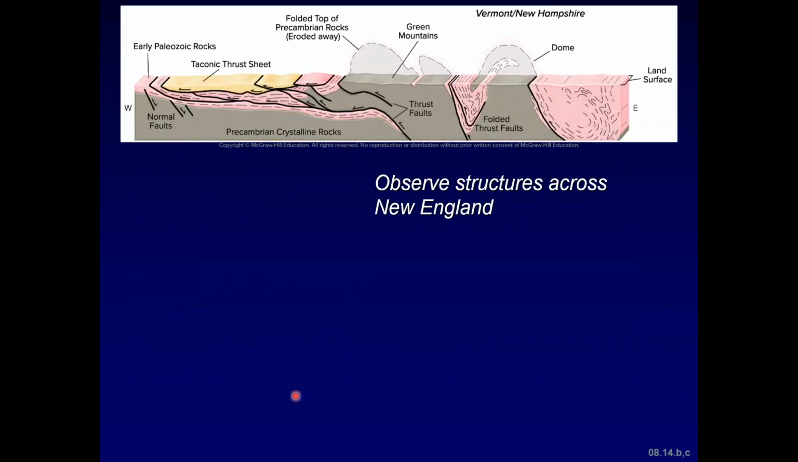Okay. So this is a cross section across New England. It's drawn from west to east across the central part of the map that you just looked at. So the Taconic Mountains, those are folds and thrusts within Paleozoic sedimentary rocks. So we have like a tectonic thrust sheet here. And we have the Green Mountains next. Those contain deformed and metamorphosed Precambrian rocks.